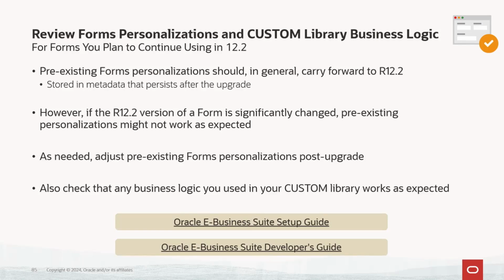However, it is the case that if the release 12.2 version of the form that you've personalized is significantly changed, in that maybe some new fields have been added, fields have been dropped, field order has been changed, the personalizations might not work exactly as you expected. So you'll want to look at those forms closely and make any adjustments to them if there's anything about them that's not working as you expect. You do that post upgrade. You'd also want to check that any business logic that you use in your custom library also still works as expected.